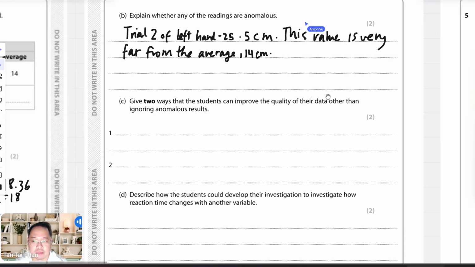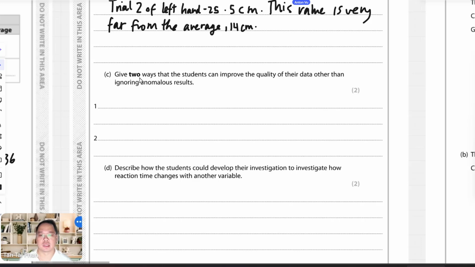Far from average. Okay, question C. Give 2 ways that the student can improve the quality of the data other than ignoring anomalous results. 2 ways. Redo the experiment. Repeat it. Exactly, that is one way. Is there another way, except from removing the anomalous?